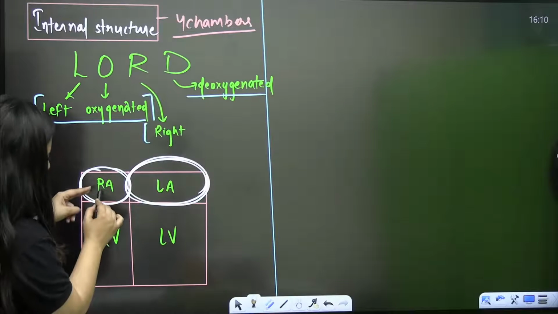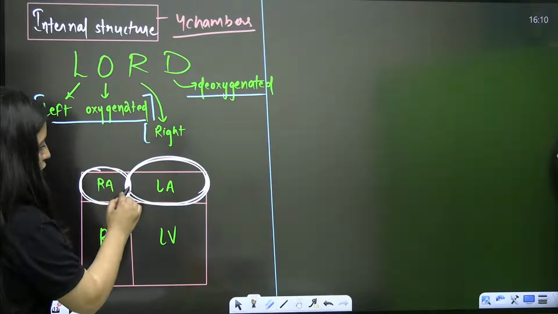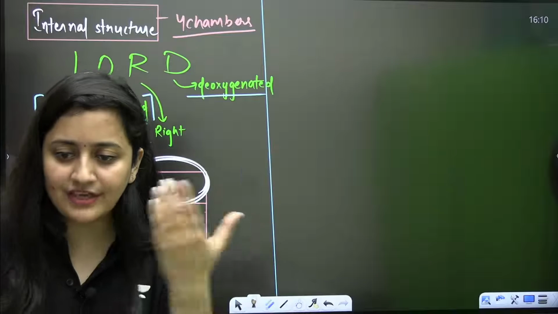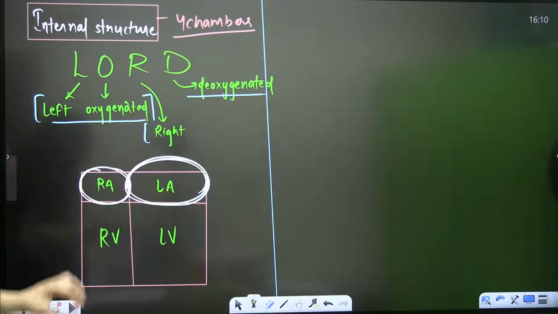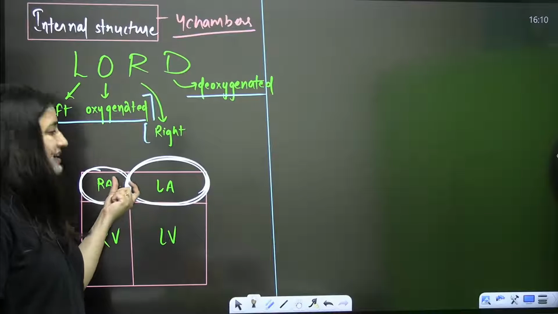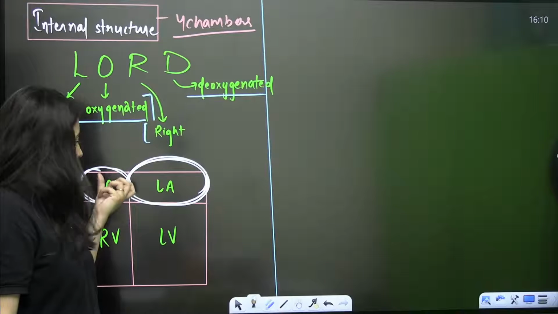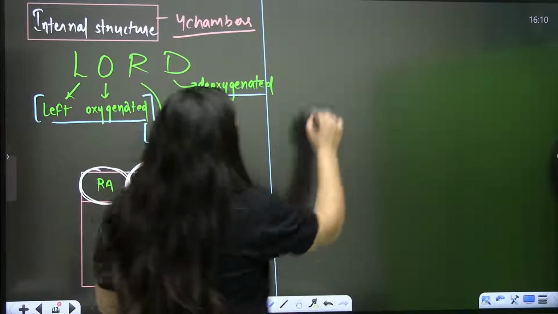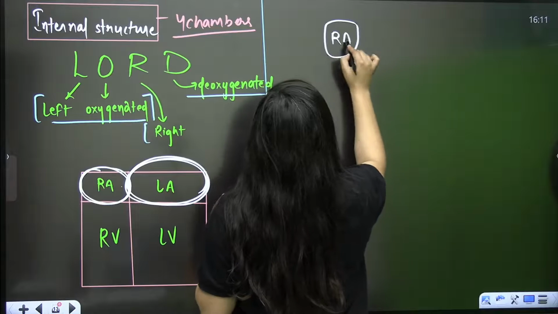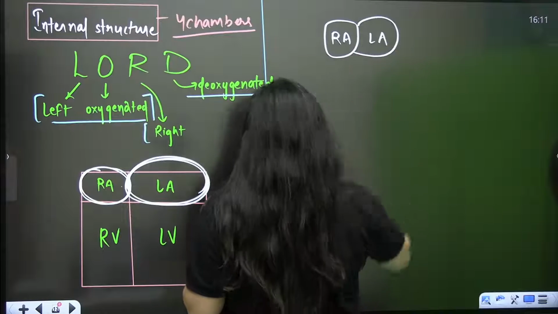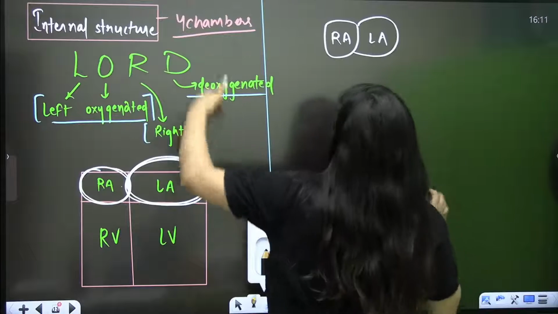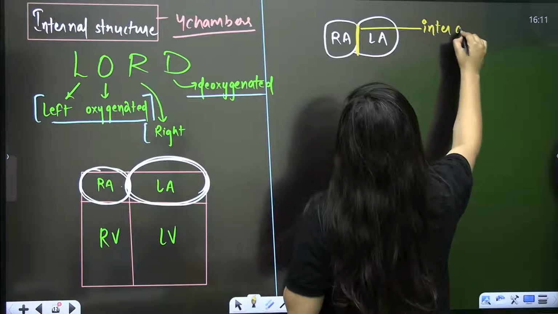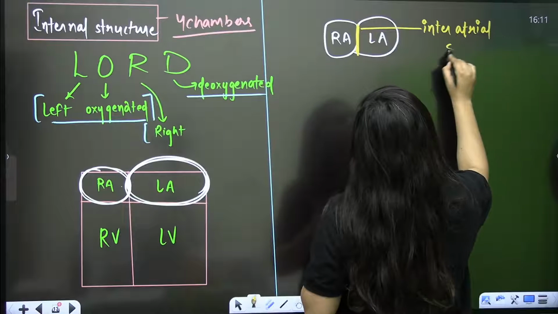Now when you look at the right auricle and left auricle, don't you think even they should be separated? Yes, even they should be separated. There should be no opening here, otherwise it can mix the oxygenated and deoxygenated blood, right? So, now I'm telling about the internal structure, the right auricle and left auricle have an interatrial septum. What do they have? Interatrial septum.